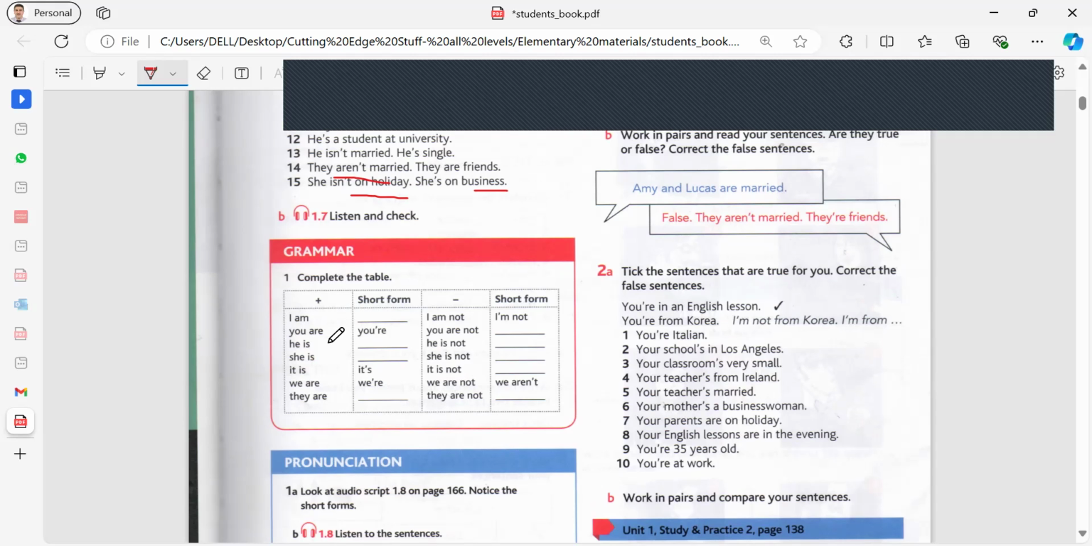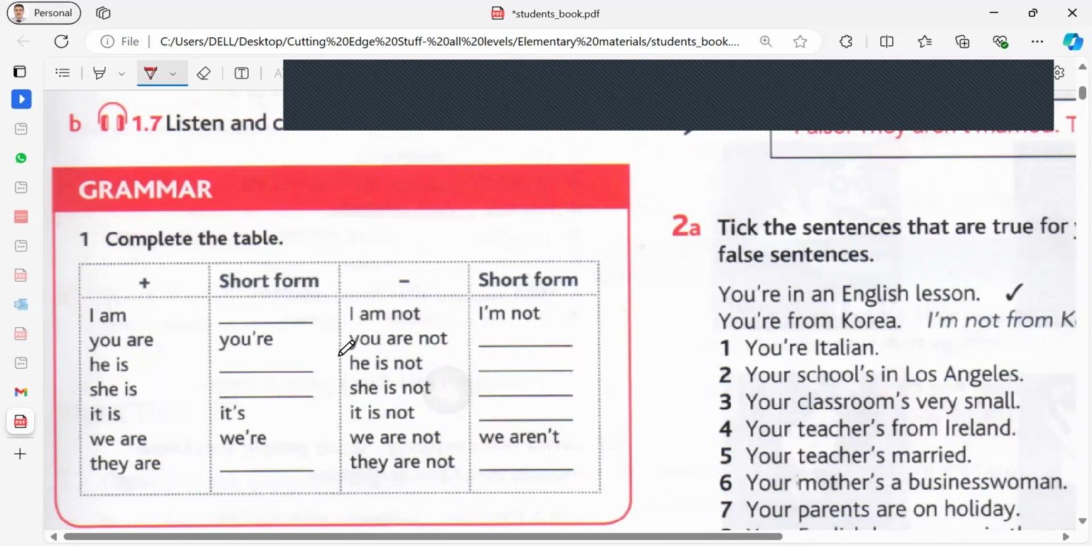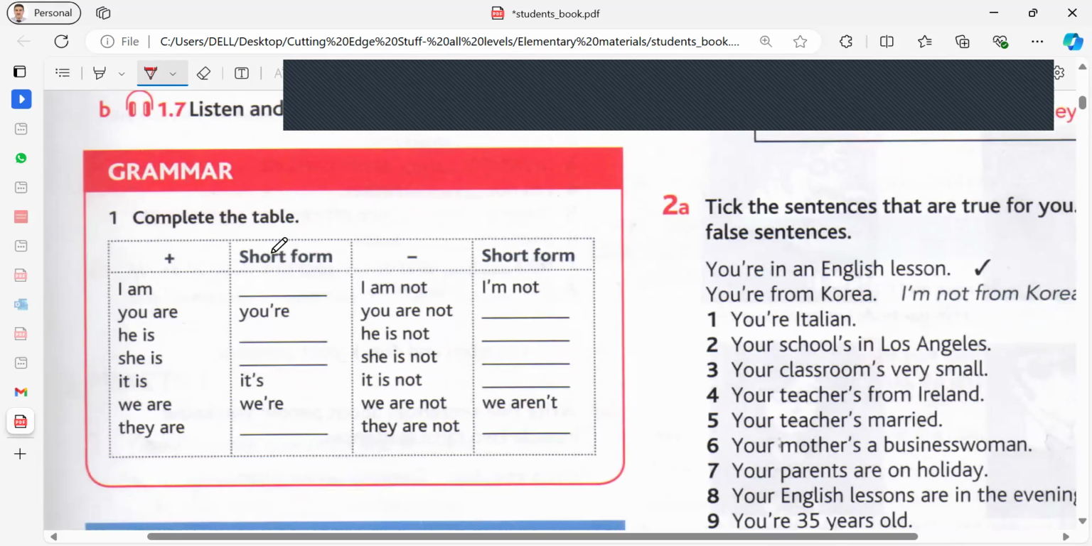Wonderful. Great. So now, this grammar box. Please complete it in your book quickly. I am, this long form. The second one, short form. Here negative, long form. Here negative, short form. So about short form positive and short form negative. What about long form? Long form and short form positive. I am. How to write this short form positive? I apostrophe M, like this, I'm.